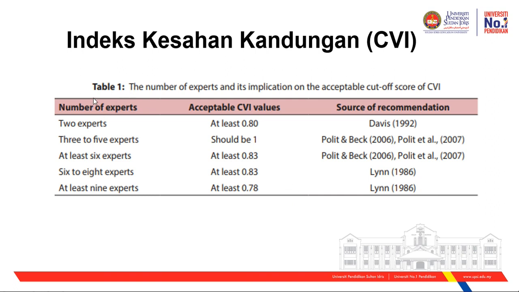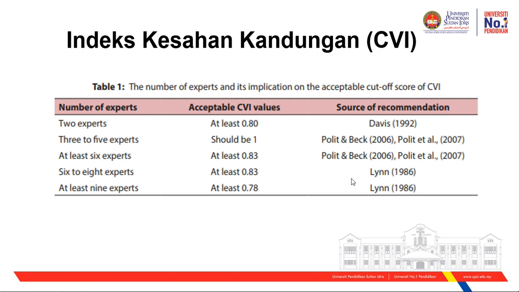If you can see, the first column here refers to the number of experts. Some studies have 2 experts. If you involve 2 experts, this is how you need to conclude. If 3 to 5 experts, at least 6 experts, 6 to 8, and at least 9. It depends on each study and how many experts you use in your study. So this is the value that is acceptable, and this is the reference.